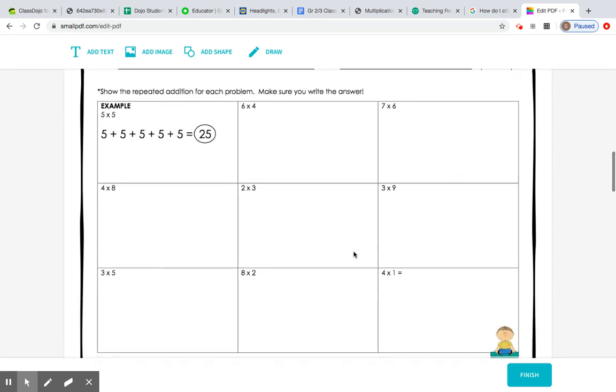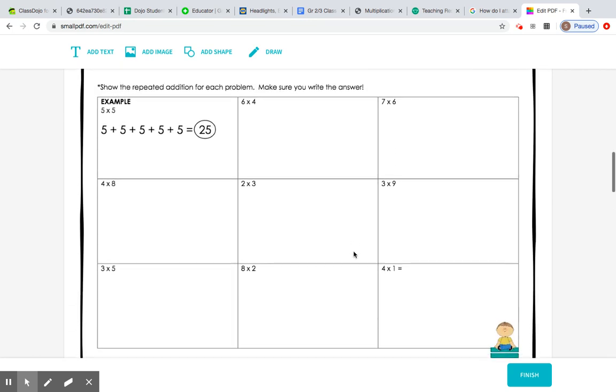All right, and then on this page, this one is easy. You guys know repeated addition. The instructions say show the repeated addition for each problem and make sure you write the answer. So for example, we have 5 times 5. So repeated addition means we need to write 5 times. So we have 5 plus 5 plus 5 plus 5 plus 5. And again, what I would do is I would skip count. I'd go 5, 10, 15, 20, 25, and that's my answer, 25.